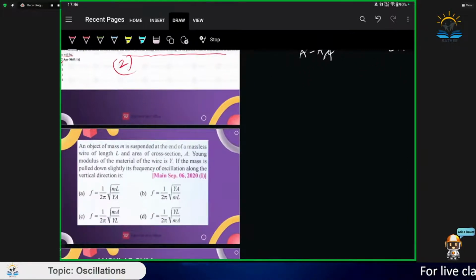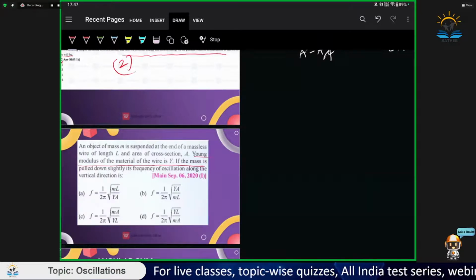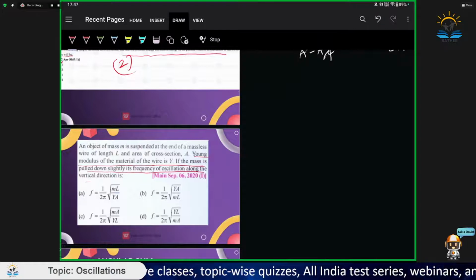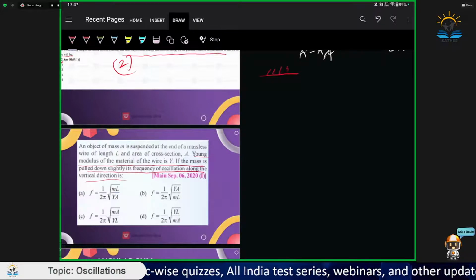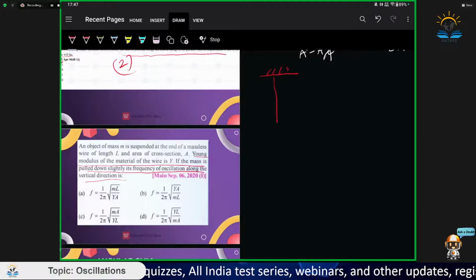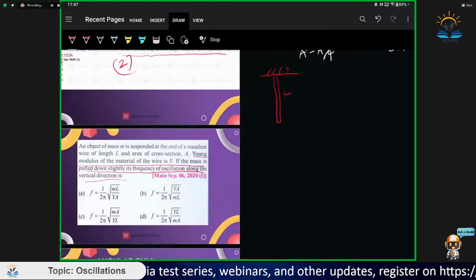Next question. An object of mass m is suspended at the end of a massless wire of length L and cross-section area A. Young modulus of the material of the wire is Y. If the mass is pulled down slightly, its frequency of oscillation along the vertical direction is? This is the condition. I have a massless wire here of length L, and mass M is here.